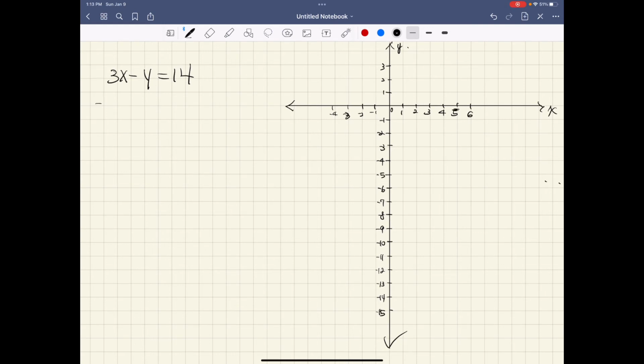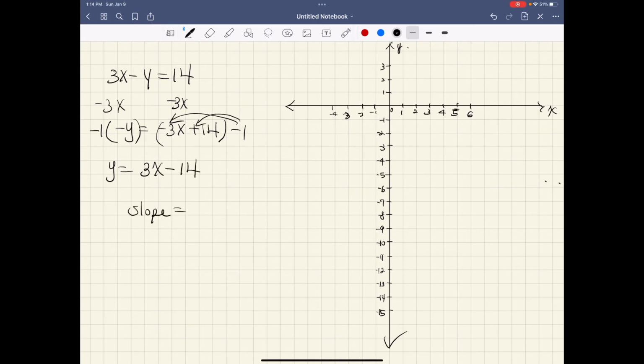So if you solve for what y is equal to, you will have negative y is equal to negative 3x plus 14. Now multiply by negative 1. So y is equal to positive 3x minus 14. So your slope is 3, and your y-intercept is negative 14.